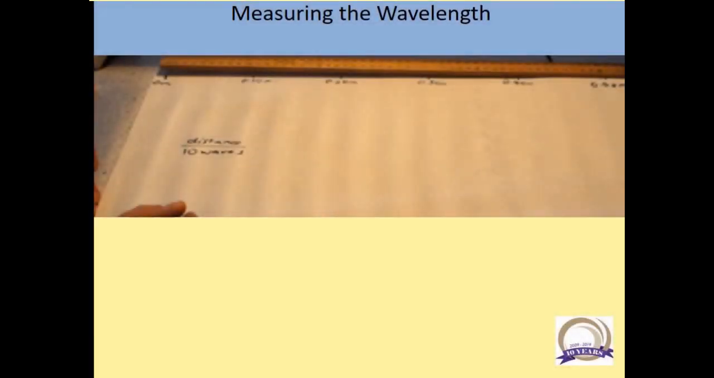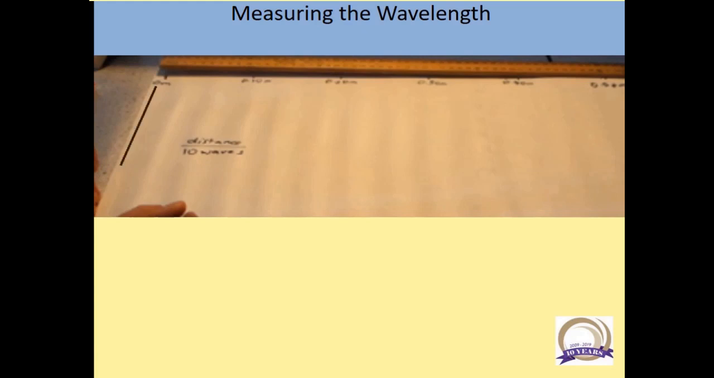Just going to redo that wavelength using a still photograph, and we can see the difference that we get, and it'll give us some idea of what errors we might have had, maybe a question that comes up in there. So I've just got a still shot there with the ruler across the top. So we're going to look at the distance for 10 waves.